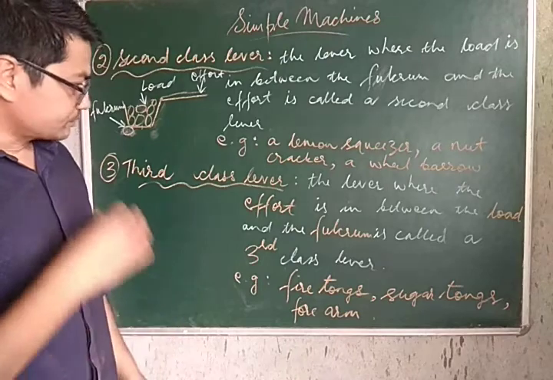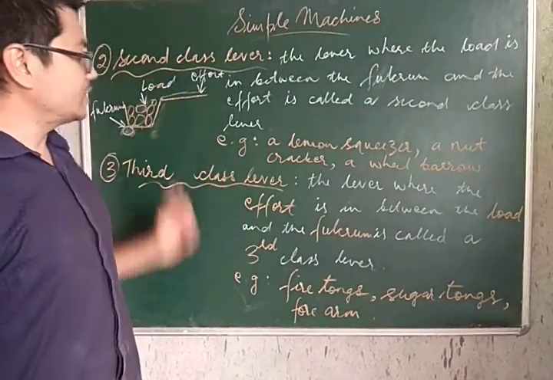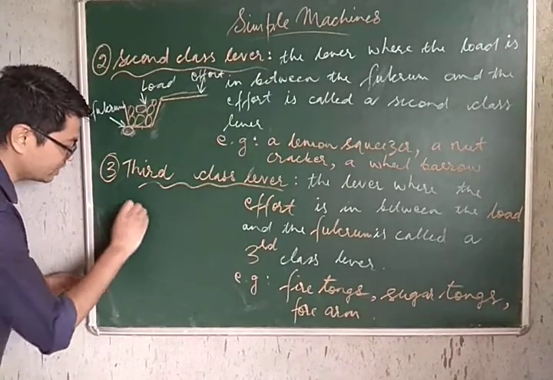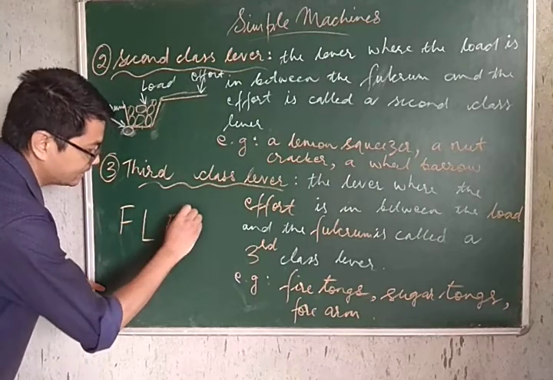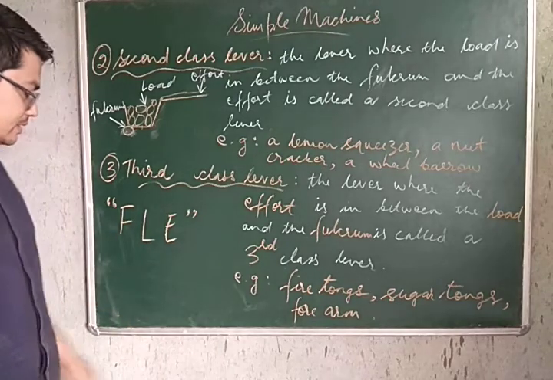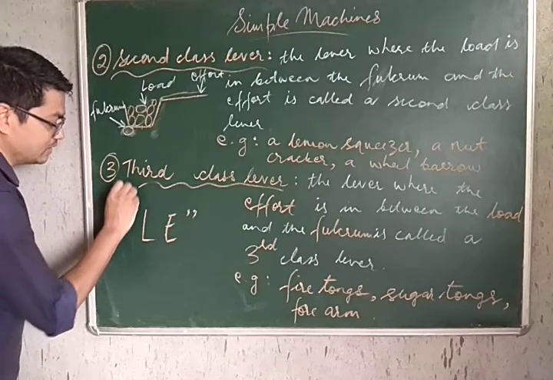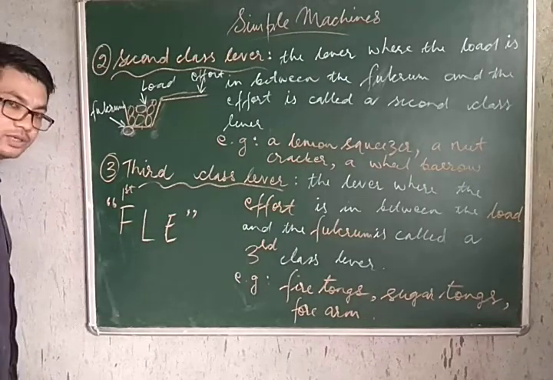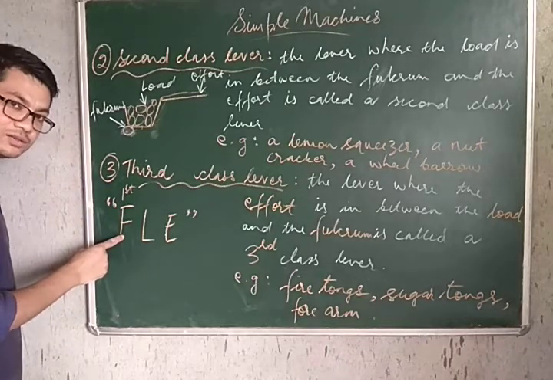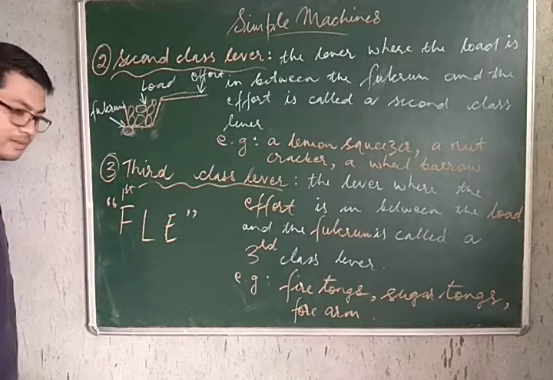Now let me tell you one simple trick to remember first class, second class and third class levers. You have to remember the word FLE. So what this word tells us is, in first class lever, the fulcrum is in between the load and the effort. So since it comes first, it's for the first class lever. So F stands for fulcrum, and since it comes first, therefore it's for the first class lever.